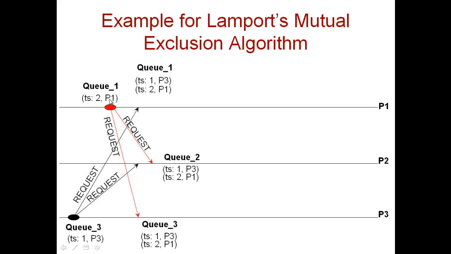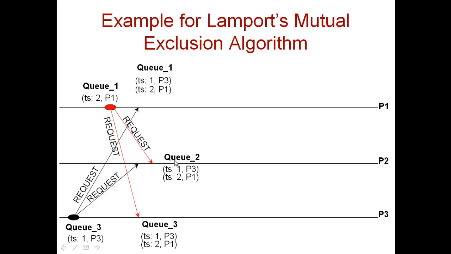Now, before P1 gets that request, it also wants to access the critical section, so it generates a request message and broadcasts it to the other processes. Since it did not yet get P3's request to start with, it just puts its own request in its queue. But once P3's request comes in, it sees that P3's request was generated with an earlier timestamp, so it puts P3's request ahead of its own request in the queue.